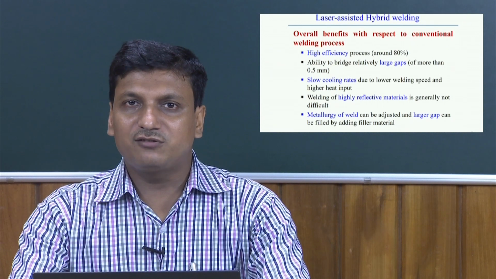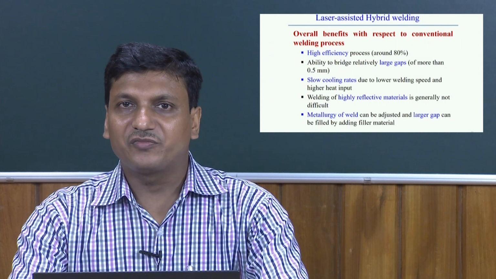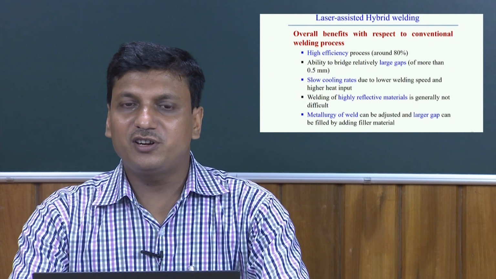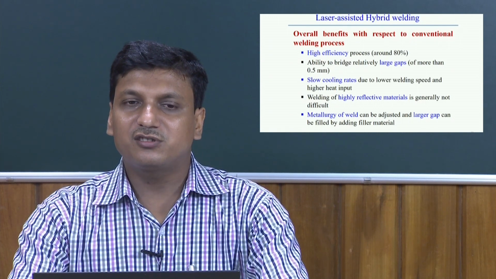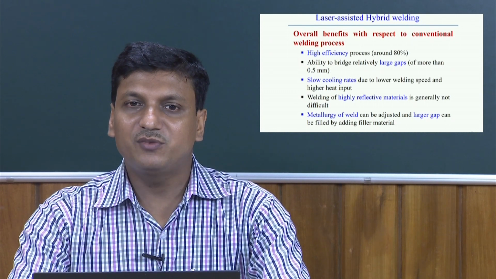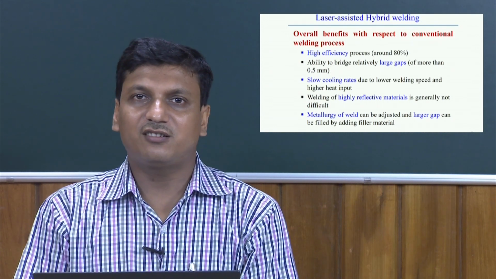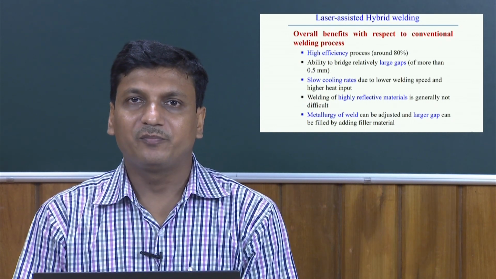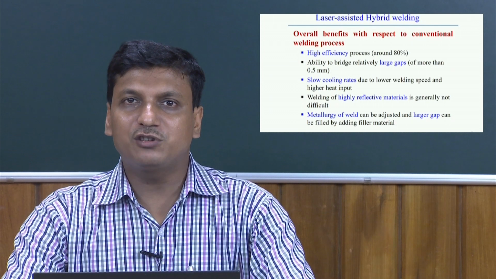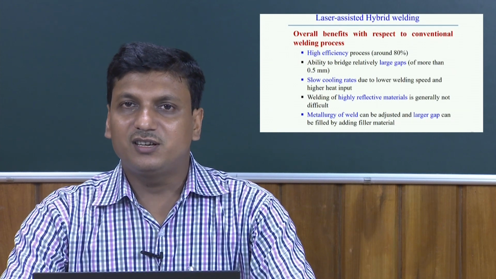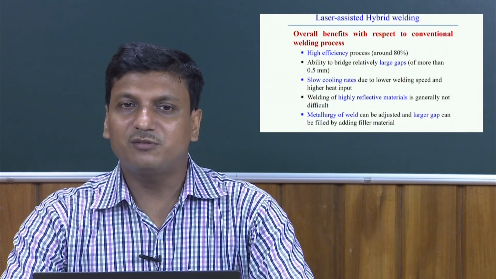That slow cooling rate helps a structurally stable, well joined material to be produced. Then another advantage of the hybrid laser welding process is for highly reflective material. When you use the individual processes, either laser or arc welding, it is very difficult to join highly reflective material like aluminum, but with the use of hybrid processes it is advantageous, or not too difficult, to weld this kind of material.